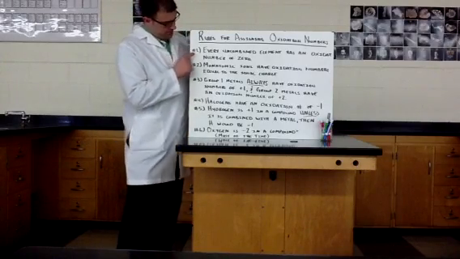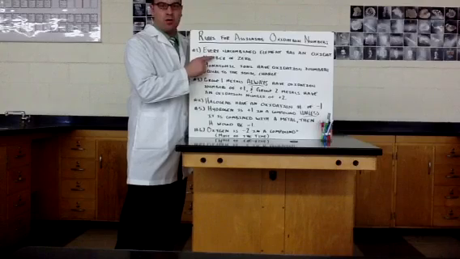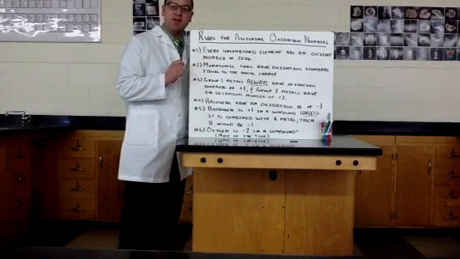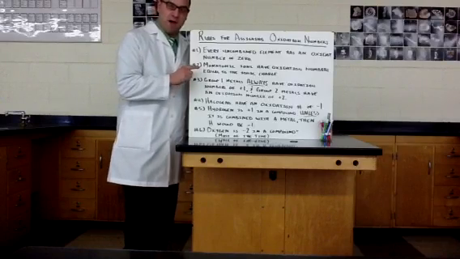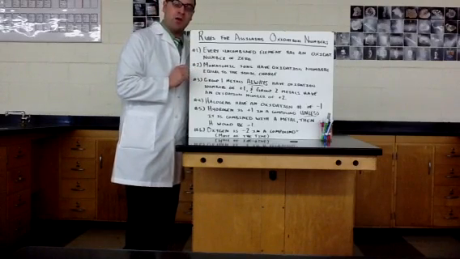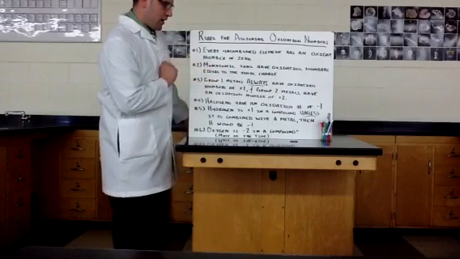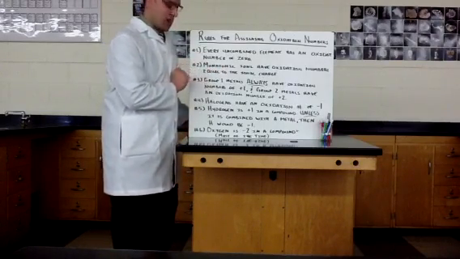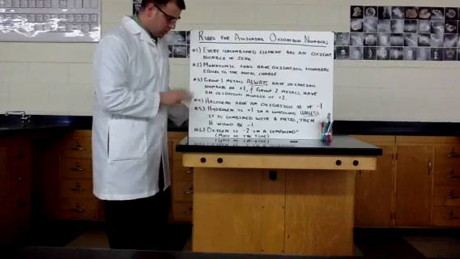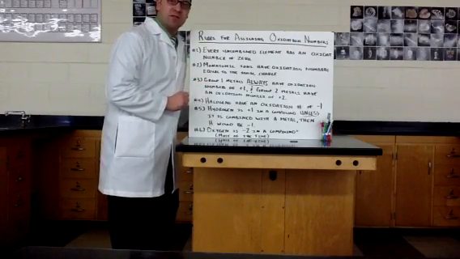Rule number 1. Every uncombined element has an oxidation number of 0. So anytime an atom's by itself, it's going to have an oxidation number of 0. Monatomic elements: mono means 1, so 1 atom. Rule number 2. Monatomic ions have oxidation numbers equal to the ionic charge. Rule number 3. Easy one. We talked about this in the periodic table. This should be really easy for you guys as well.